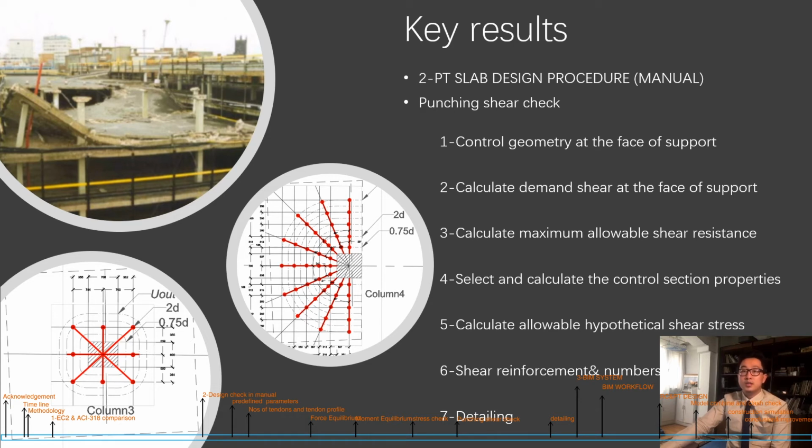The steps of the punching shear check are as follows. First, control the geometry at the face of support. Second, calculate the demand shear at the face of support. Third, calculate the maximum allowable shear resistance. Fourth, select and calculate the control section property. Fifth, calculate the allowable hypothetical shear stress. Sixth, the shear reinforcement and the number of studs, and the seventh, detailing.